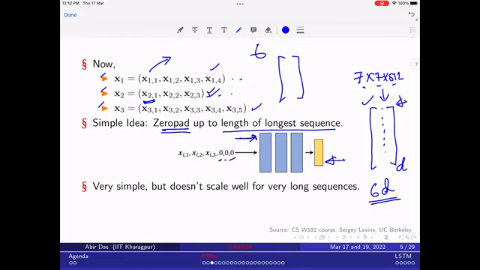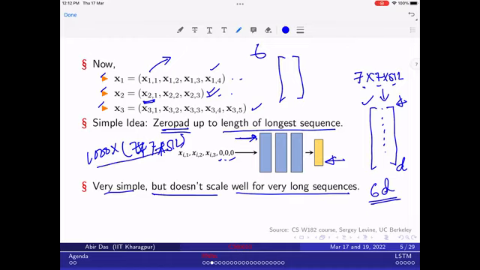So how do you deal with these sequences? As it is said, it is very simple, but does not scale well for very long sequences, and you can immediately see why. If the length of the largest sequence is maybe 1000, then 1000 times 7 times 7 times, say, 512, that many numbers you need to concatenate, right? You need to give this as input to the first layer, where you will have so many connections, so many weights to be learned. So it is not scalable.